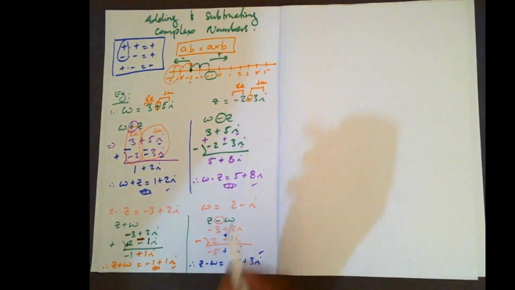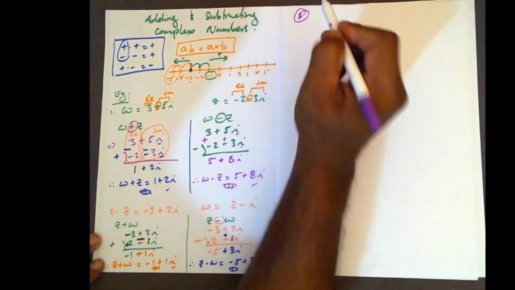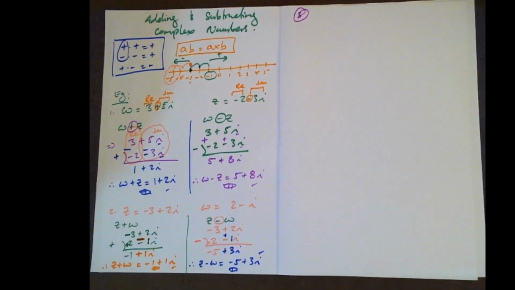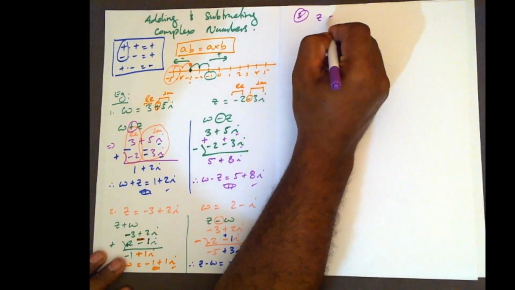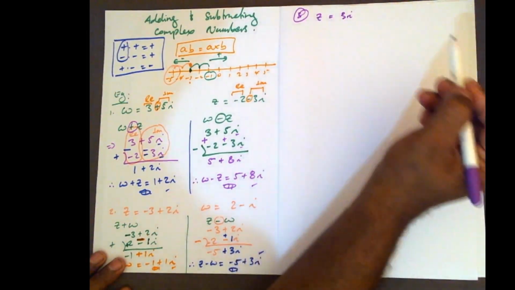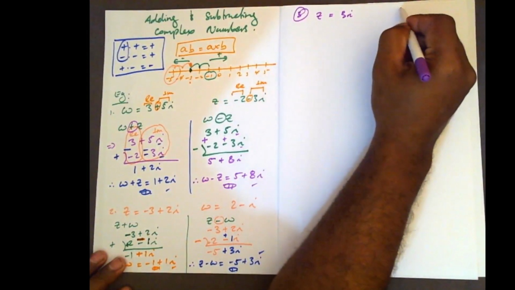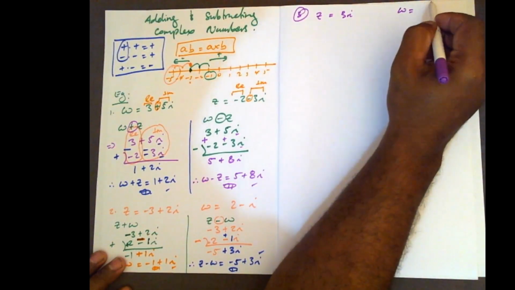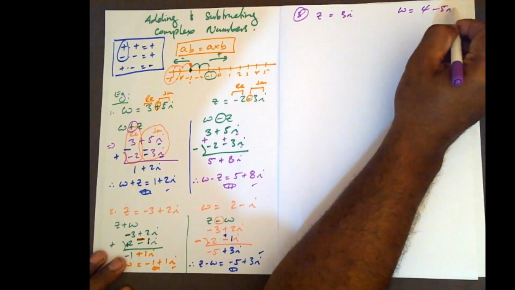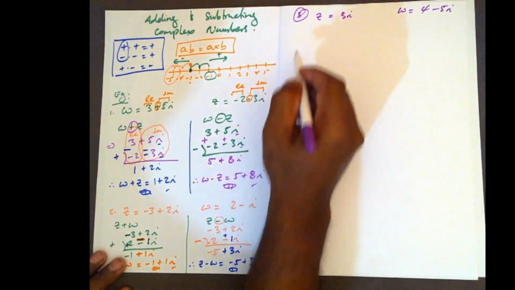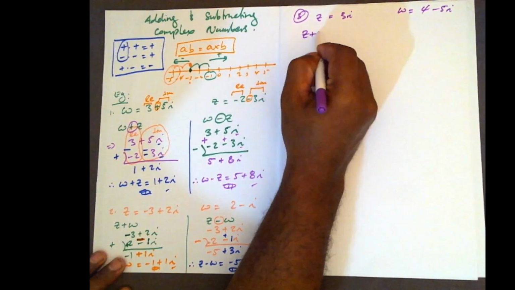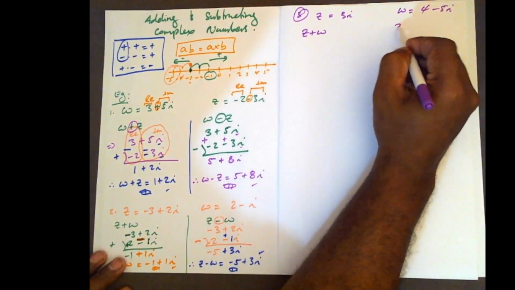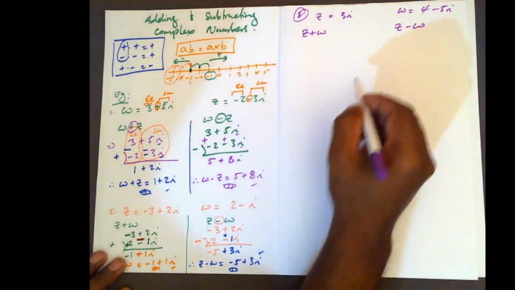Let's look at our third example. Suppose we have z is equal to 3i, and omega is equal to 4 minus 5i. Concept is the same. Our task is to calculate what is z plus omega and z minus omega.